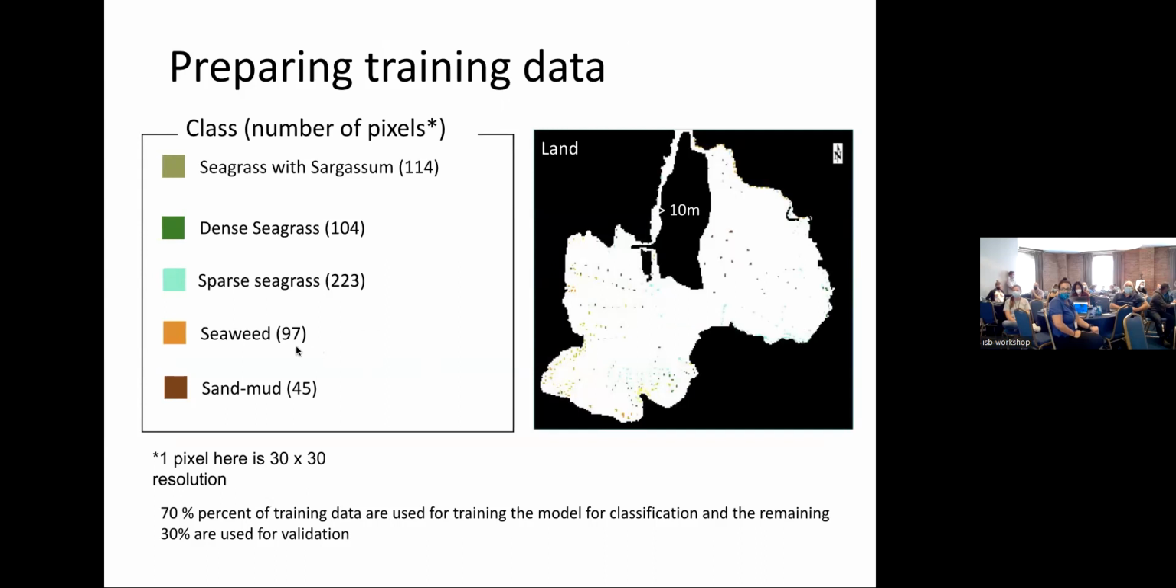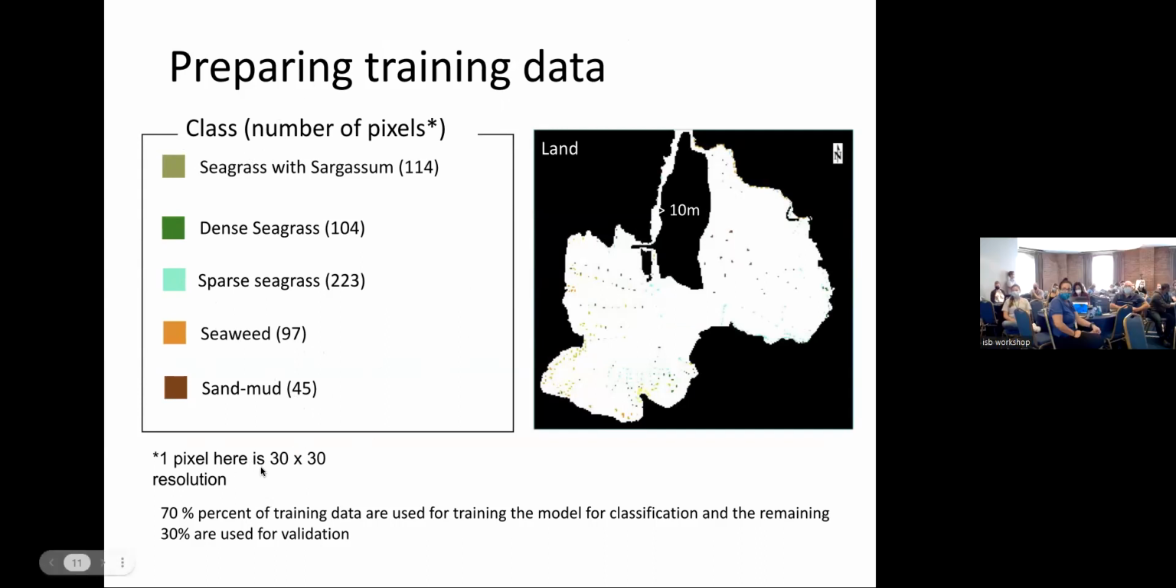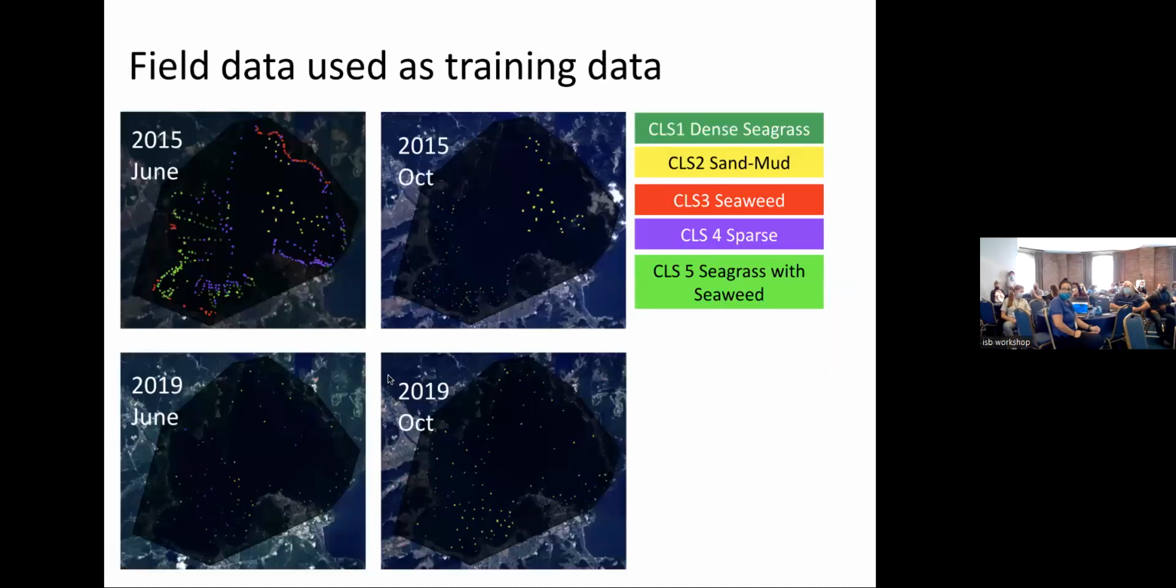I think back then I was using MB software to draw this training data set. And these are the number of pixels for 5 different classes. And here 1 pixel is 30 by 30 meter resolution. And as I said, 70% was used for training data for classification, and the remaining 30% was used for validating the result. Okay. And I created a similar data set for other seasons based on the field sampling of the month.